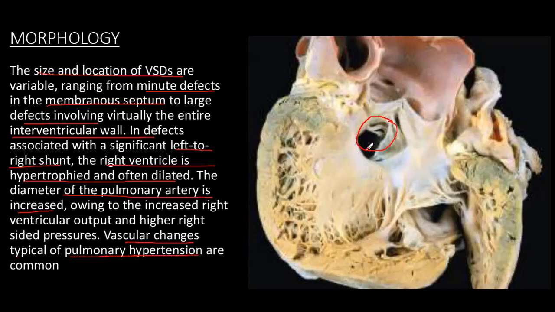Here you can see this is a VSD. This is a hole in the septum. You can see this is the membranous part. This is the muscular part. Okay, and you can see the trabeculated part here, consisting of the trabeculae carneae and the papillary muscles.